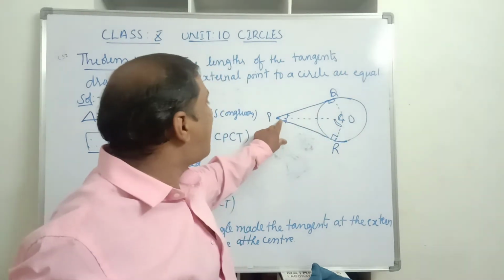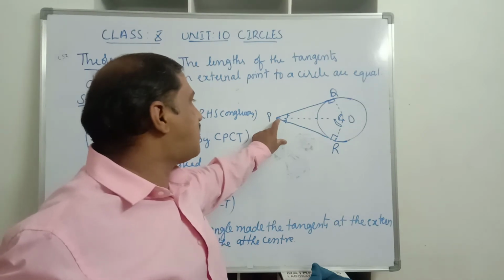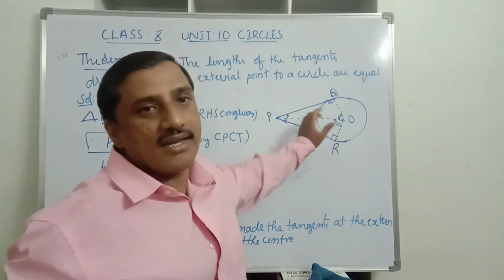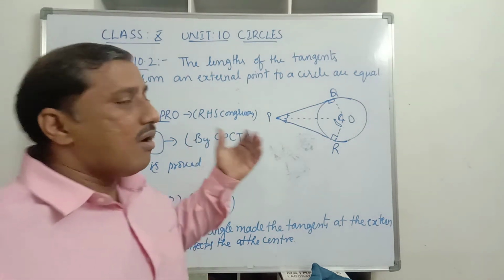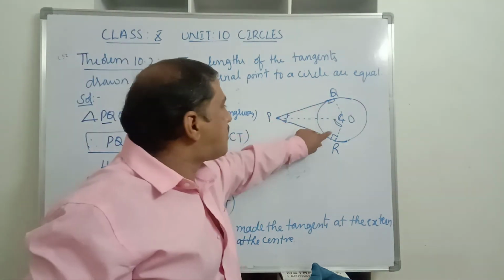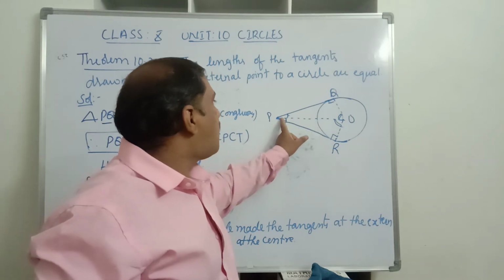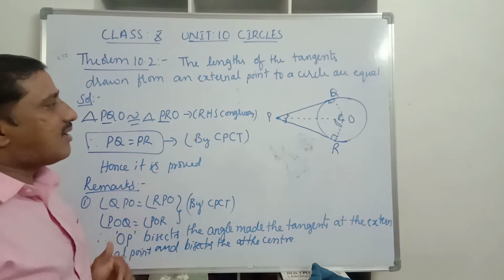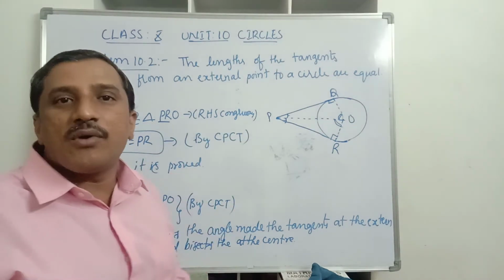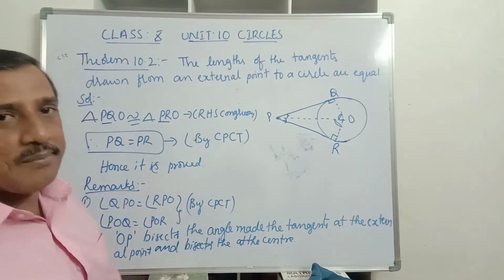The angle at the external point and the angle at the center is also equal to 360 minus 180, which is equal to 180 degrees. That is, these two angles are supplementary angles, and angle P and angle O are also supplementary angles. That concept we will use to solve some of the problems in exercise number 10.2.